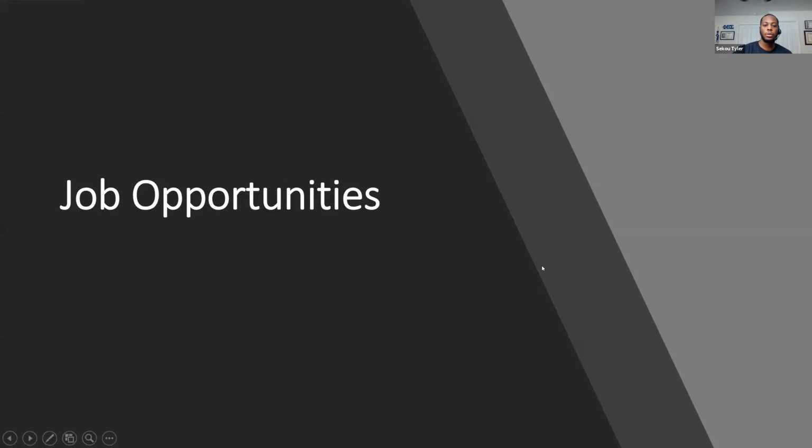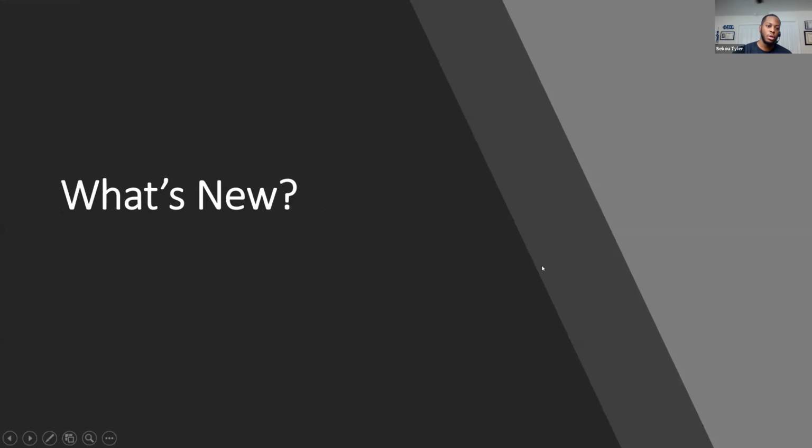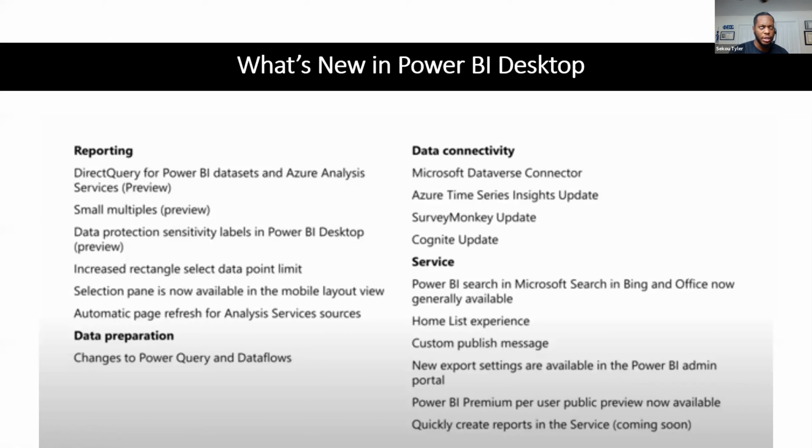All right, so let's go into what's new. Power BI Desktop hasn't had an update since our last meeting, so this is still the same slide from last month, where we have direct query, small multiples, data protection, some changes in data preparation, some new ways of connecting to different data sources, and then service capabilities. One thing I'm going to do a quick demo on is small multiples. I find this pretty useful if you have the right use case for it.